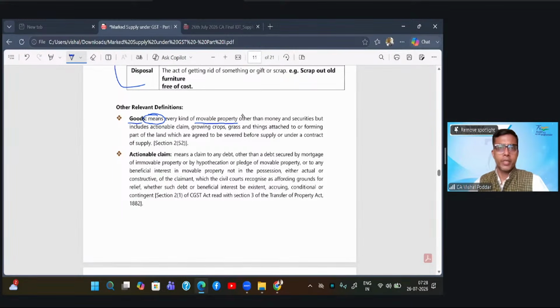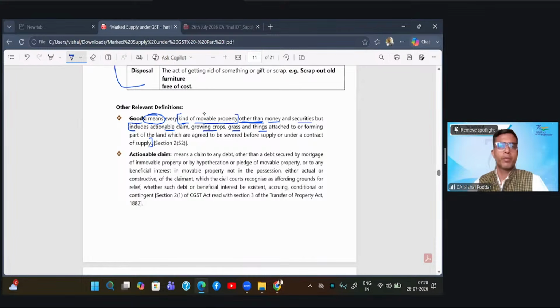Now, besides this first part that it should be a movable property, there are carve outs. Okay, what will not be goods? So it is saying money and security. And then it is further adding something. However, we will include in goods actionable claim, growing crops, grass, and things attached to or forming part of land, which are agreed to be severed before supply or under the contract of supply.